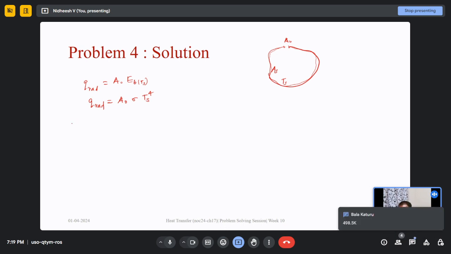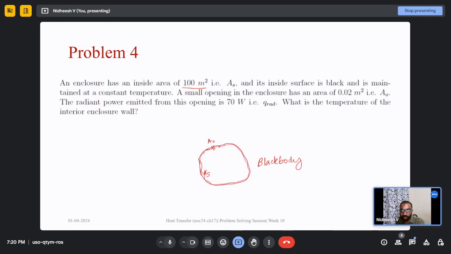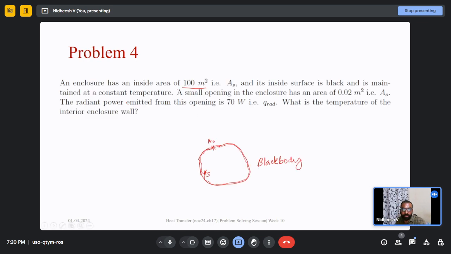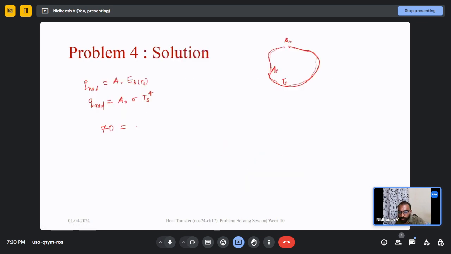Okay, so you already solved it. Let me write the equations. Q radiated equal to 70 watts. So you can write 70 is equal to A naught, which is 0.02, and what is the value for Stefan Boltzmann's constant? 5.67 into 10 to the power minus 8, right? Watts per meter square Kelvin power 4, into Ts power 4. And we need to find out TS.